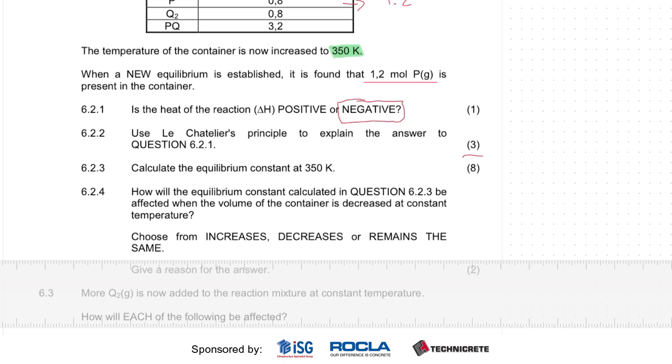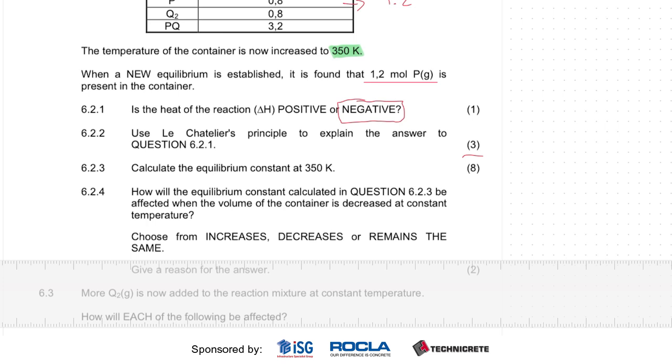Okay. So an increase in temperature favors an endothermic reaction. The reverse reaction is favored, as we saw, as there's more P. Therefore, the forward reaction must be the opposite, so it's exothermic. So you could say it in the reverse order. You could say a decrease in temperature favors exothermic, and therefore the forward reaction is exothermic. Therefore, the reverse reaction is endothermic.